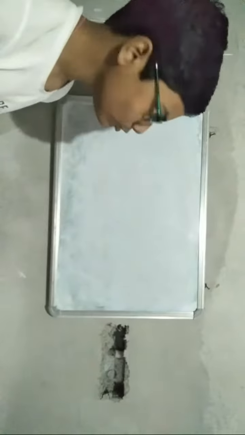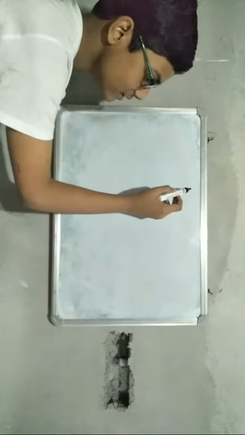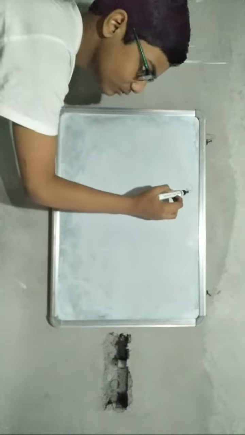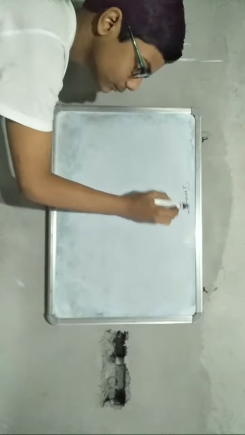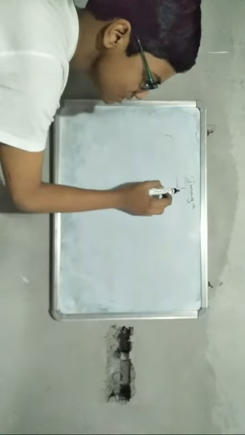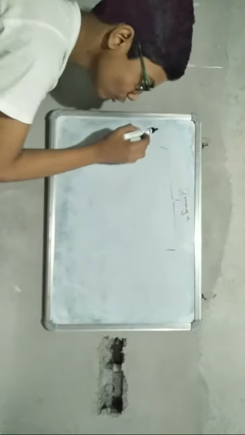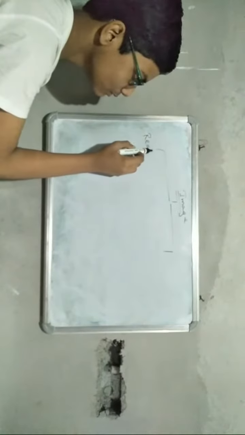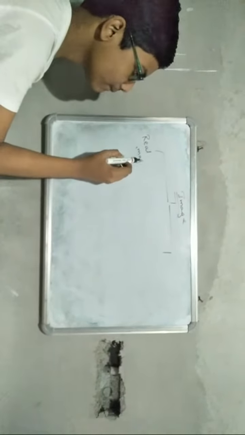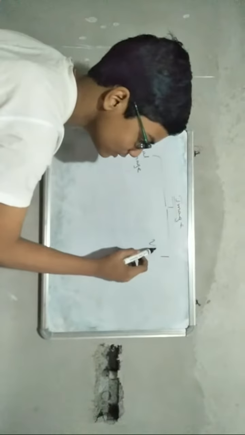Next, going to shadow and image. Shadow I have talked about. Now the next one is image. Image can be classified into two types: one is real image and the second one is virtual image.